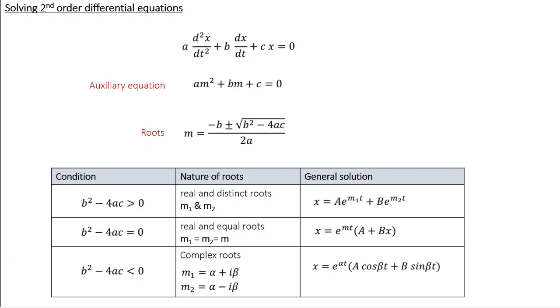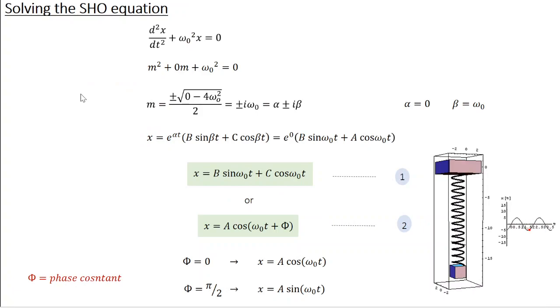So this is the general idea about solving second order differential equations. Now we can go into the specific details of how to solve the simple harmonic oscillator equation at hand. So this is our equation of motion, d square x by dt square plus omega naught square x equal to 0. First step, write the auxiliary equation. So here coefficient a equal to 1, so 1 into m square plus the second term is absent, so I write it as 0 into m plus the third term omega naught square equal to 0.